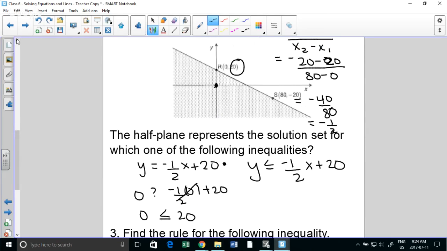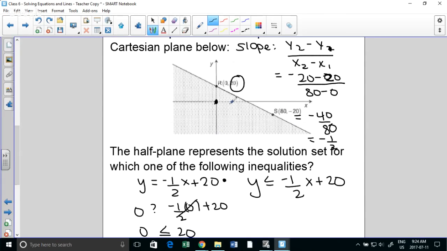Half plane: this is a Cartesian plane, so the whole thing is a plane. Half plane means this line divides it into half. So in this case, it's the bottom half, but it could be the top half. This line divides the whole Cartesian plane, from negative infinity to positive infinity, into half. So it's a half plane.